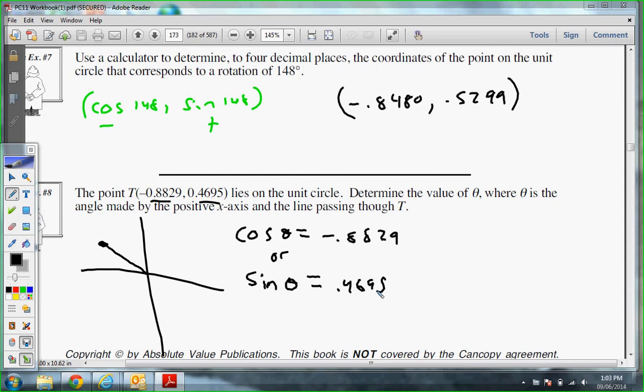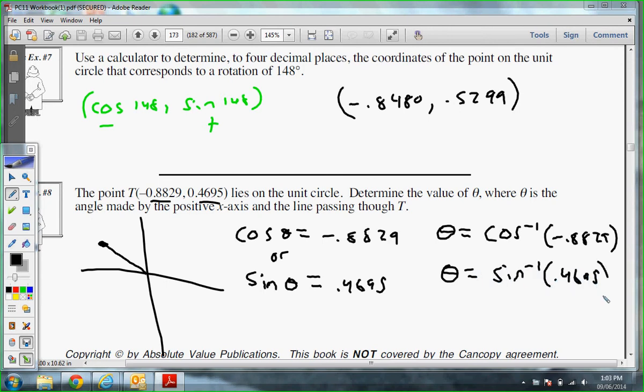We did this thing 2 days ago. How do we get rid of, what's that? Yeah, second cosine, second sine, which is inverse, right? We can inverse cos or inverse sine. So to get theta, I can go cosine inverse of negative 0.8829, or I can go sine inverse of 0.4695. When you do that, your calculator should kick out the reference angle, which is 28 degrees.